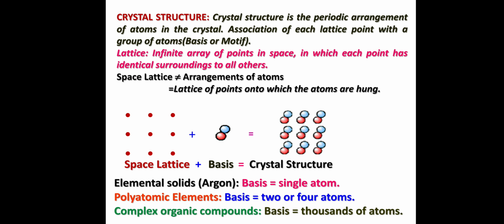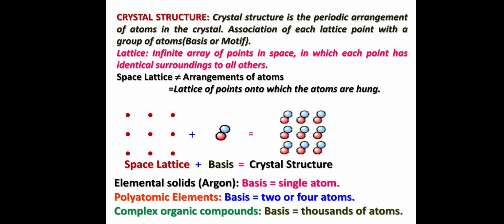Coming to crystal structure. A crystal structure is a periodic arrangement of atoms in a crystal. It is the association of each lattice point with a group of atoms. That small group of atoms is known as a basis or motif. Of course, crystal structure is a combination of space lattice and a basis. That is a very basic equation you have to understand.